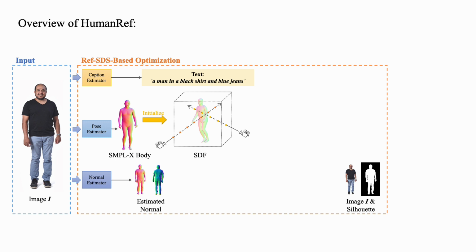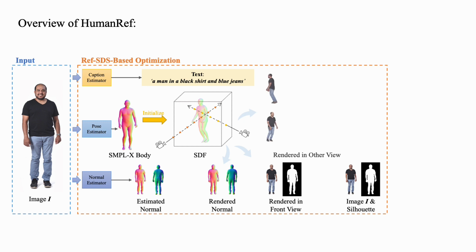During the optimization, we render the SDF network in front, back, and other random views. In the front view, we employ the input image and its silhouette to construct a reconstruction loss to ensure appearance consistency between the generated 3D human and input image. Besides, to guide the model to generate reasonable human geometry, we calculate a L2 form normal loss between the rendered and estimated normal maps in the front and back views.